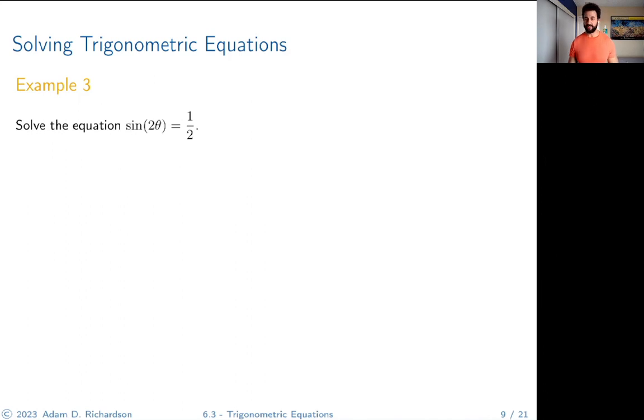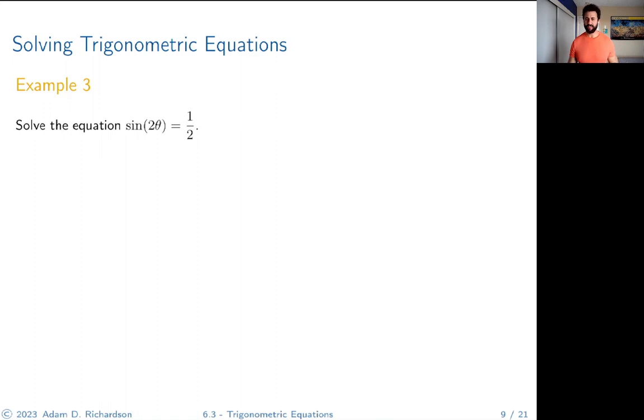All right, now let's do it together. So this time we're trying to solve sine of 2 theta equals 1/2. Sine of 2 theta equals 1/2. So if we're trying to solve for theta, we've got to get through that sine first. So really what we're trying to say is, what double angle has a sine of 1/2?